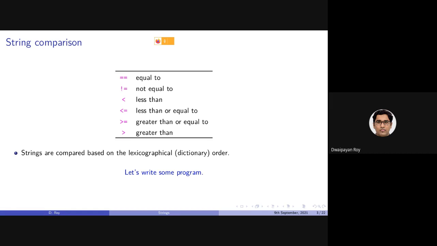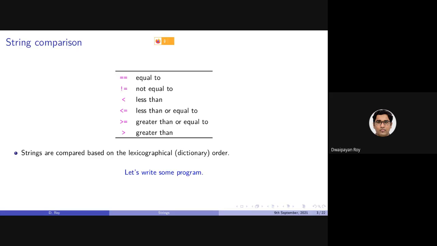So lexicographical order is basically the dictionary order. We know from the dictionary that A will occur before B, B will occur before C, and so on. So based on this lexicographical order, strings can be considered whether one string is less than another string or greater than another string or not.